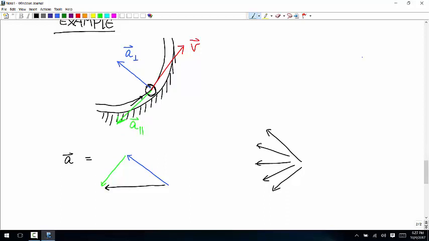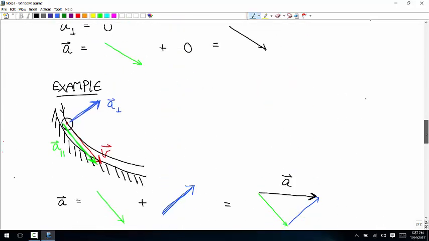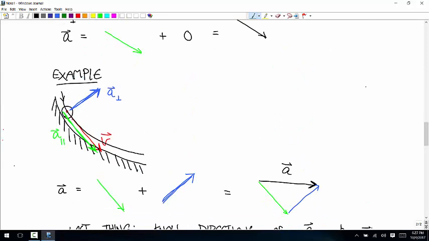So if you get in the habit of thinking through these steps, you can look at a picture like this and get an intuitive sense of what direction the acceleration is going to be. Okay, and you can't get it exactly, but you can get it within 90 degrees.